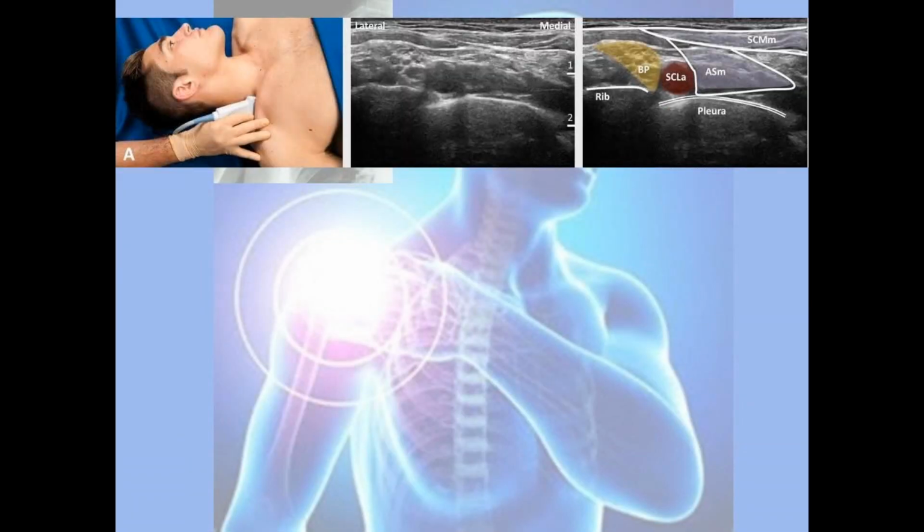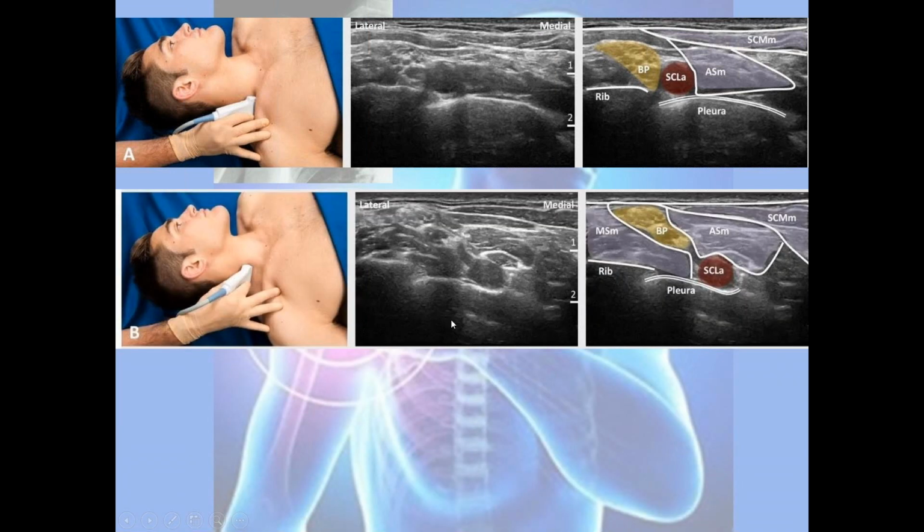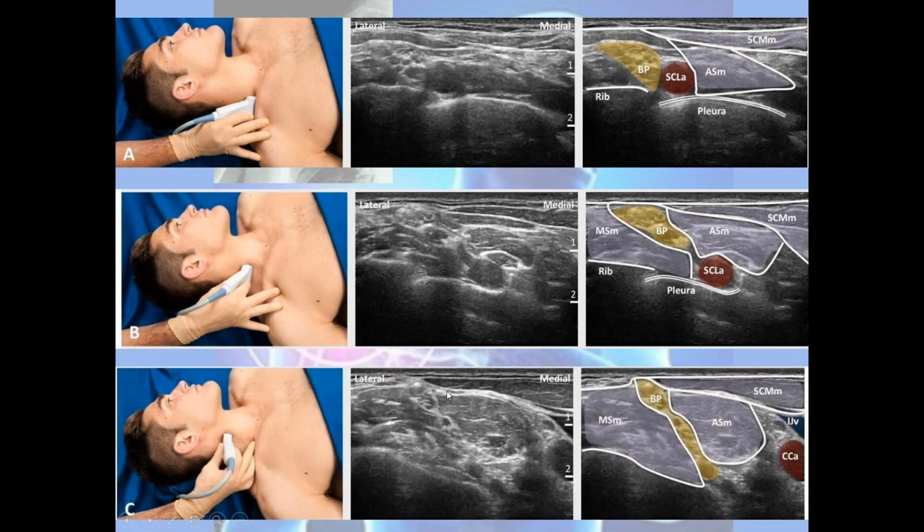This is how we place the probe in the supraclavicular fossa, and we identify the brachial plexus lateral to the subclavian artery. Then as you slide your probe cranially, the anterior scalene muscle and middle scalene muscle come into view, and you'll see the whole roots of the brachial plexus.